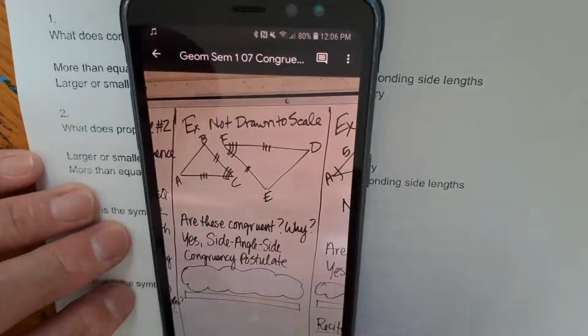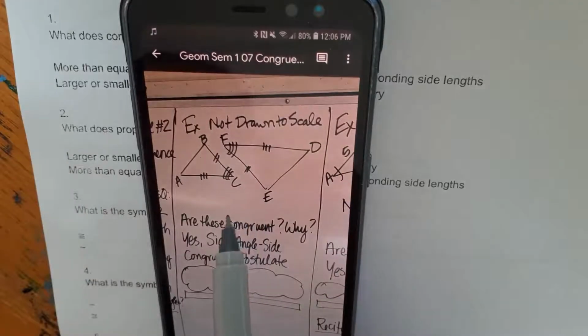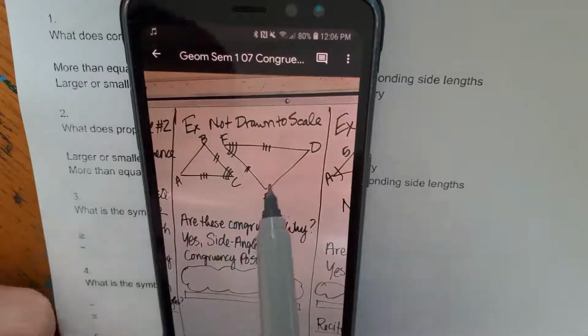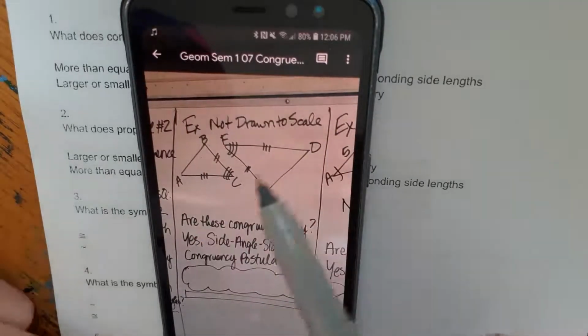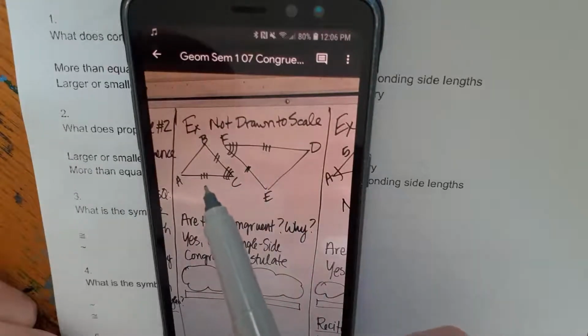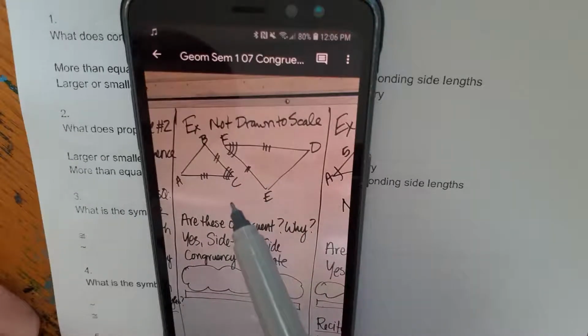You're going to have a couple of examples. Remember that these drawings will not be drawn to scale. They will purposely be drawn out of scale to test your knowledge of the congruency postulate you're using to say whether these two are congruent. Now, just a quick review. Congruent means equal. We use congruency in geometry.